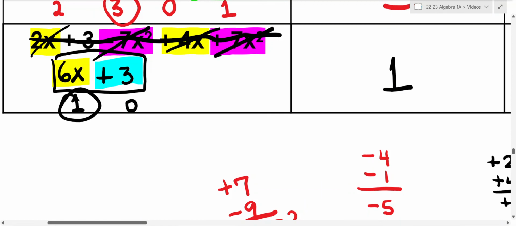All right, in this one, oh, would you look at that? It's already in standard form. Highest degree is 6x, and then the plus 3. Alrighty.